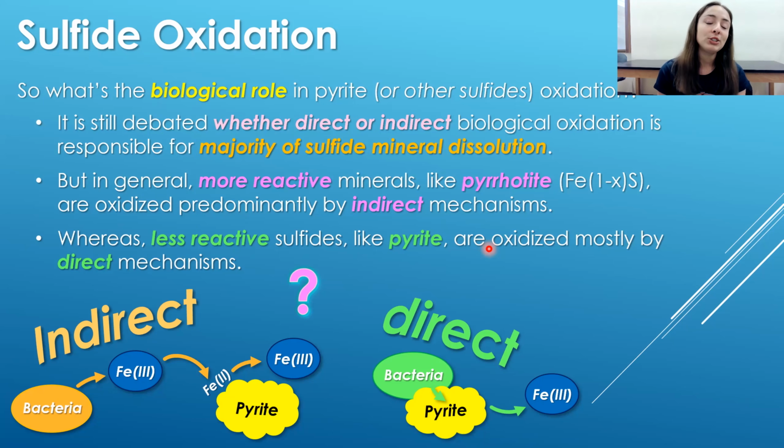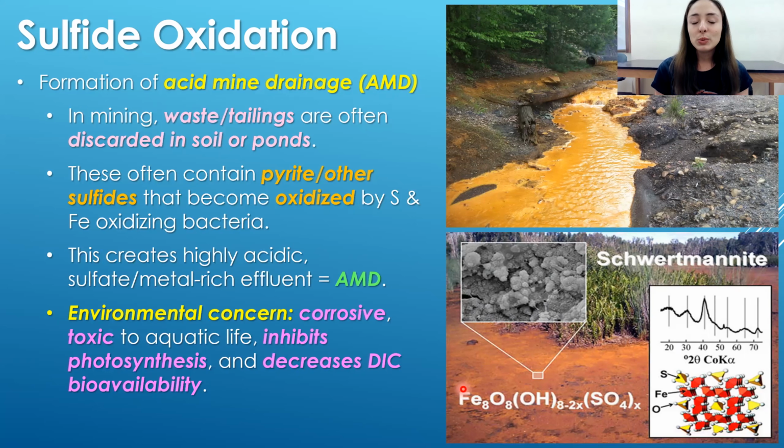But in terms of these 2 major types of sulfide mineral oxidation mechanisms, it's still uncertain whether direct or indirect pathways are responsible for the majority of sulfide mineral oxidation. But in general, it's thought that the more reactive sulfide minerals, such as pyrrhotite, are oxidized predominantly by indirect mechanisms. So just iron oxidizing bacteria produce ferric iron, which then abiotically oxidizes and dissolves those sulfide minerals. However, the less reactive sulfide minerals like pyrite, which is really stable and not very reactive, are oxidized mostly by direct mechanisms.